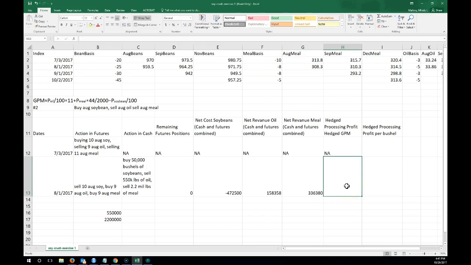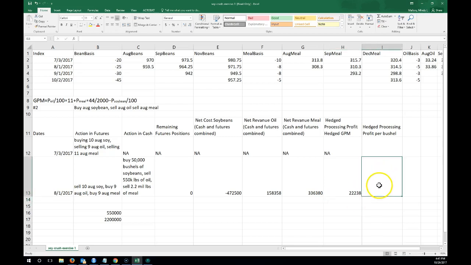So if we want to calculate our hedged processing profit, our hedged gross processing margin, we just need to add these three together. Now normally you would add your revenue and subtract your cost, but since we've already got our minus built into the cost column, we can just add the three together. So there we've got it. We've got a total profit of $22,238 for crushing 50,000 bushels of soybeans.